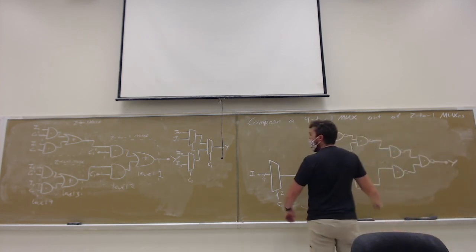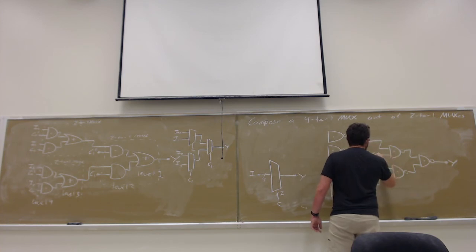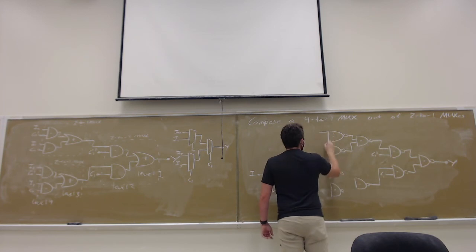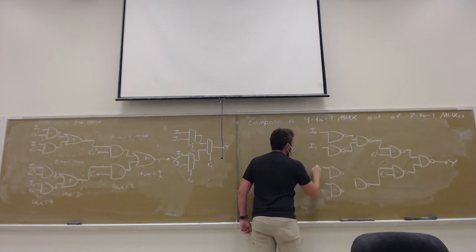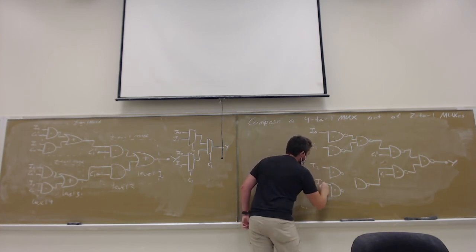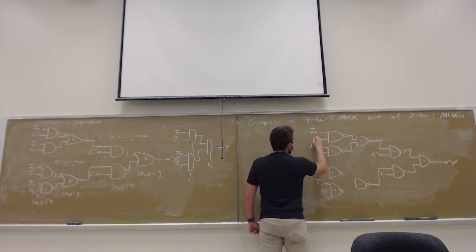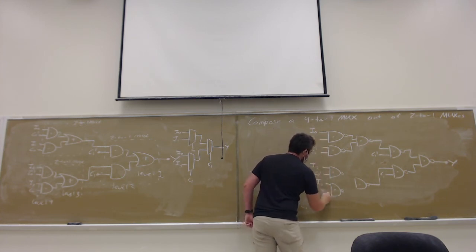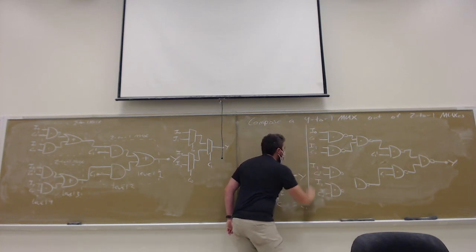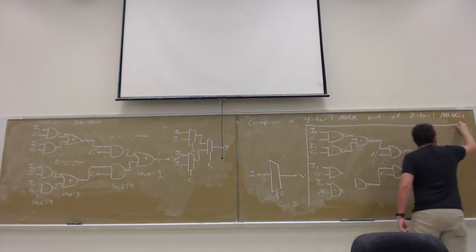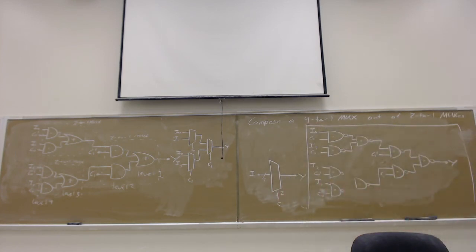That's Y. Just 1. I0, I1, I2, I3, C0 prime, C0, C0 prime, and C0. So here, isn't that beautiful? Look at that. A 4-to-1 multiplexer composed entirely out of Nand gates.